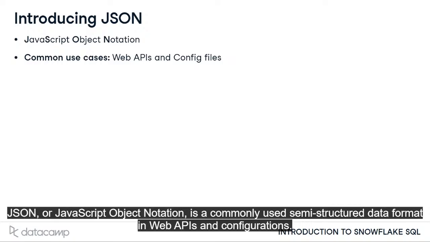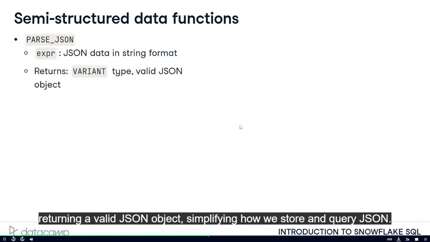This function formats strings and queries, making it perfect for evolving schemas. While Postgres uses the JSON-B data type, Snowflake uses the variant data type. Good news! Snowflake's built-in functions work natively with semi-structured data like JSON. One such built-in function is called parse JSON.